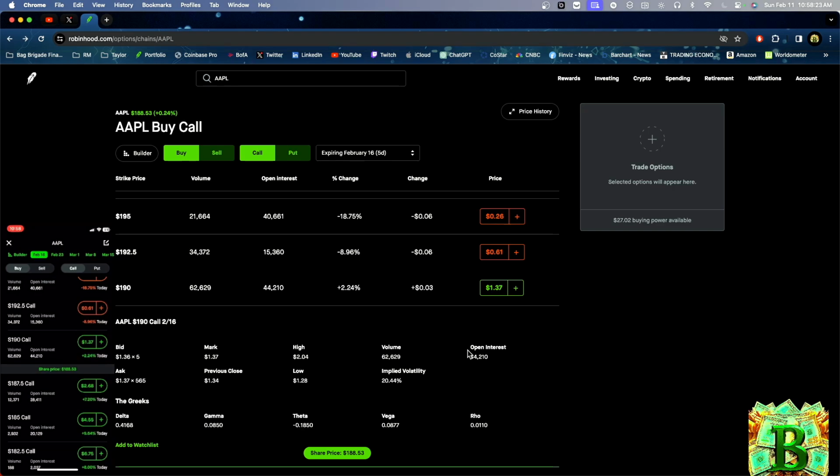This process of purchasing shares at the strike price is referred to as exercising your call option. If the current market price of Apple is higher than 190, or higher than the strike price that you chose, which would be 190, you can buy shares at a discount and potentially sell them for profit immediately.